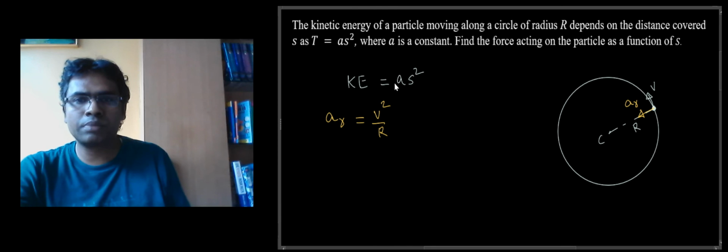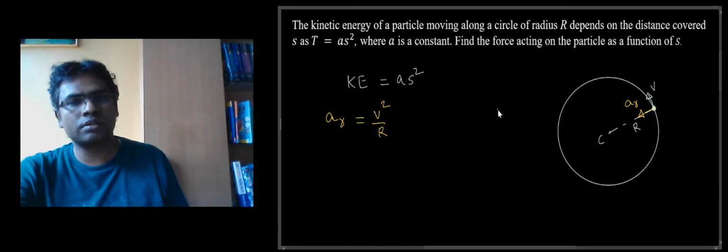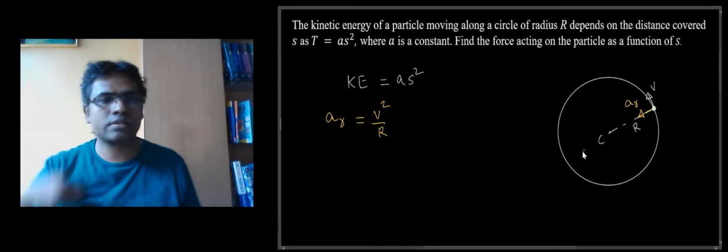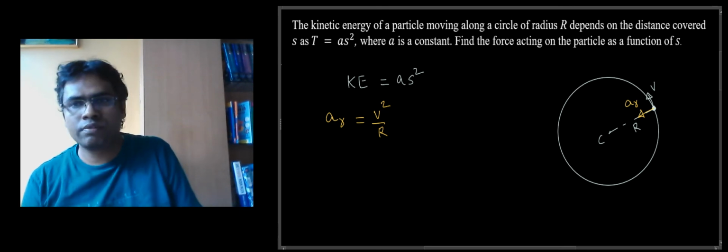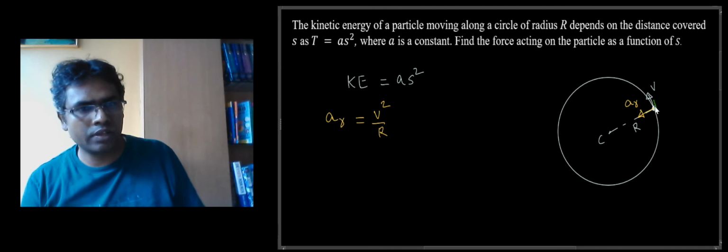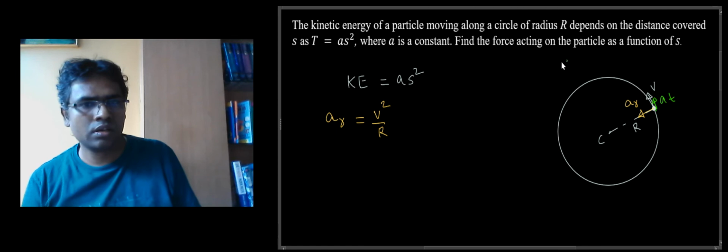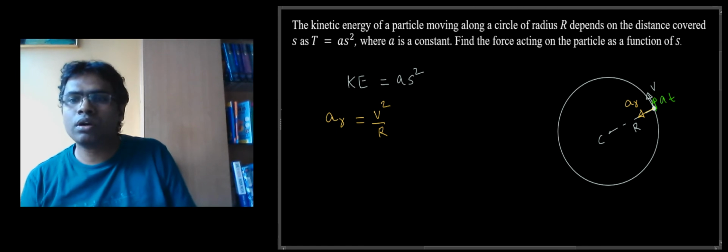And then here, if you inspect, the kinetic energy is increasing as the distance covered is increasing. So obviously the magnitude of velocity will also increase. Since the magnitude of velocity is increasing, in addition to the radial acceleration, we should have tangential acceleration as well. So there will be tangential acceleration in this scenario. Let's take that as AT. This tangential acceleration is along the velocity. Now, how do I get this tangential acceleration?